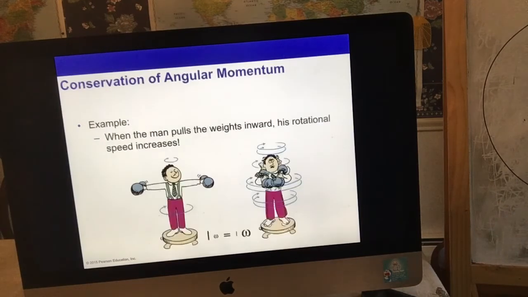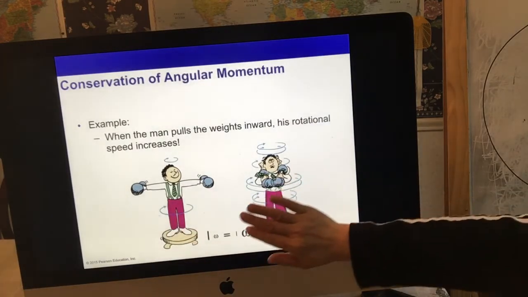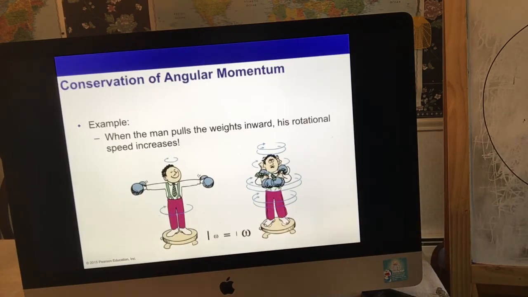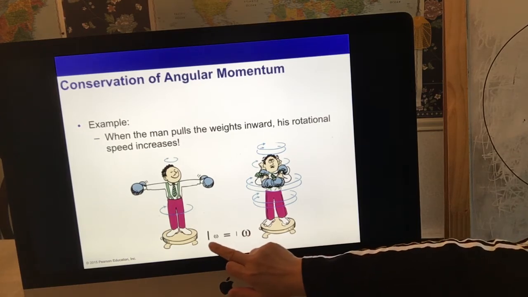One typical example we can think about is this person. When the person pulls the weights inward, the rotational speed increases. Why? Assuming we don't have any external forces acting, no frictional force and no external torque, the angular momentum should be conserved, right?